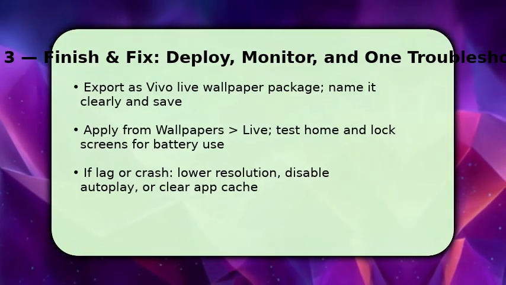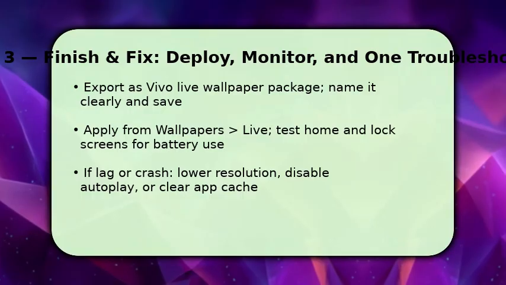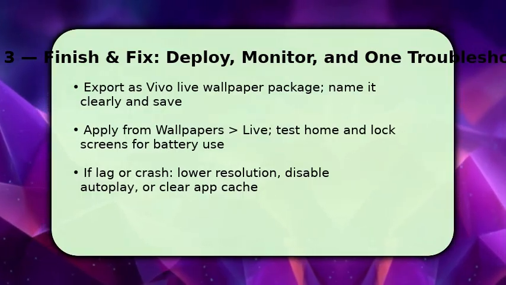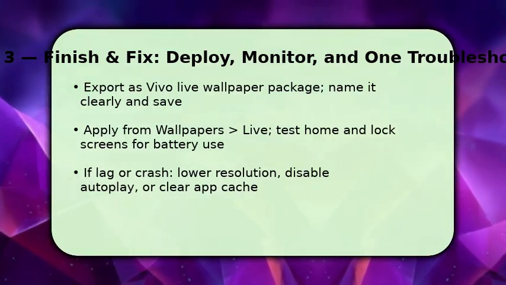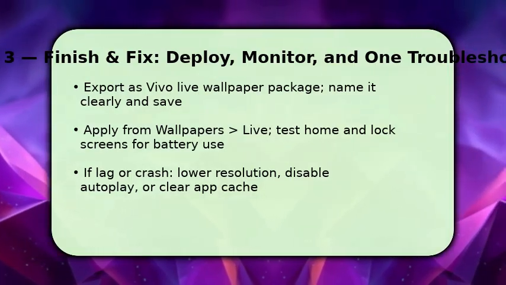If you see lag, quick troubleshooting steps include lowering export resolution, disabling autoplay, or clearing the app cache. And if that fails, recreate a shorter loop. These fixes address common decoding or memory issues on Vivo phones.